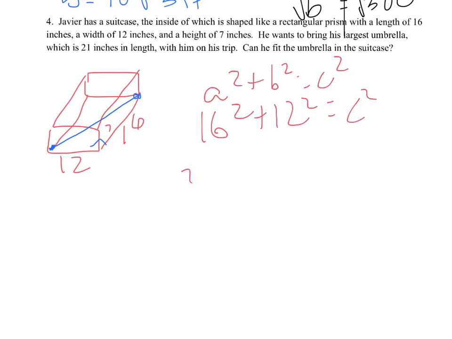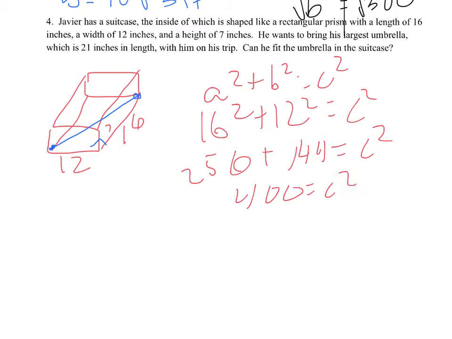Do some math. That's 256. This is 144. If I add those together, I get 400 equals C squared. When I root both sides, I end up with 20 equals C. So the blue line that I drew on this diagram right here is 20 inches. So I don't think my 21-inch umbrella will fit in there. So I've got to check something else.